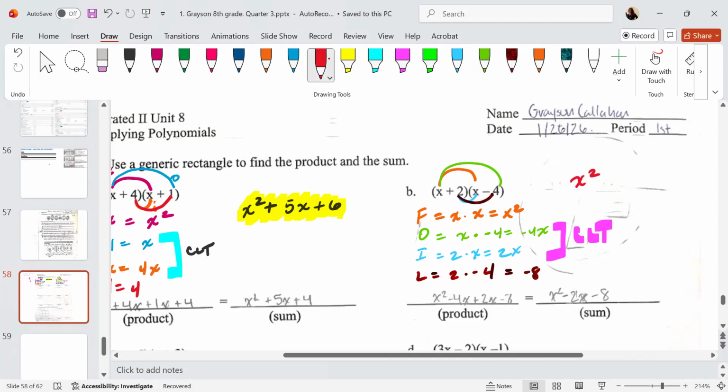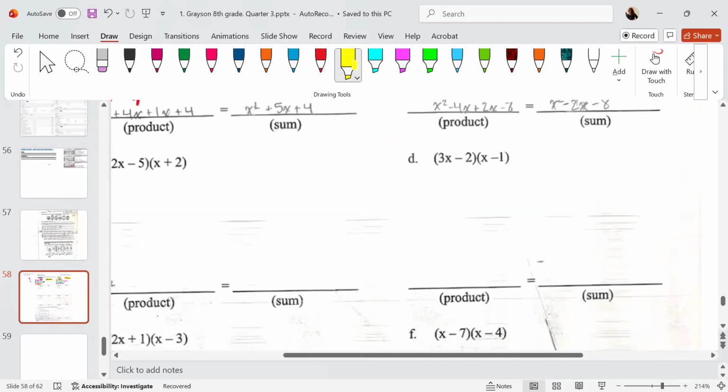And your answer should be x squared. The middle one, it doesn't always combine, but most of the cases with polynomials it will. And that's your answer. Correct? We good with that? Okay.